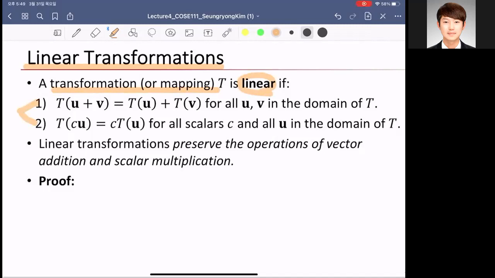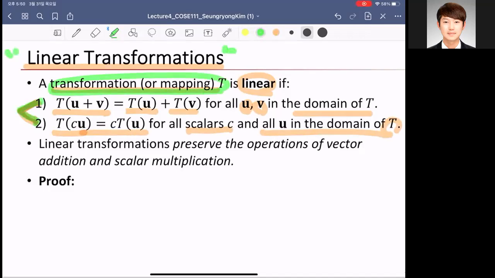So first of all, if T of U plus V is equal to T of U plus T of V for all U and V in the domain of T, then we can say that this is a linear transformation. And T of CU is equal to C times T of U for all scalars C and all U in the domain of T. This is the second statement, right? So if an arbitrary transformation T satisfies these two statements, then we say that this is a linear transformation.